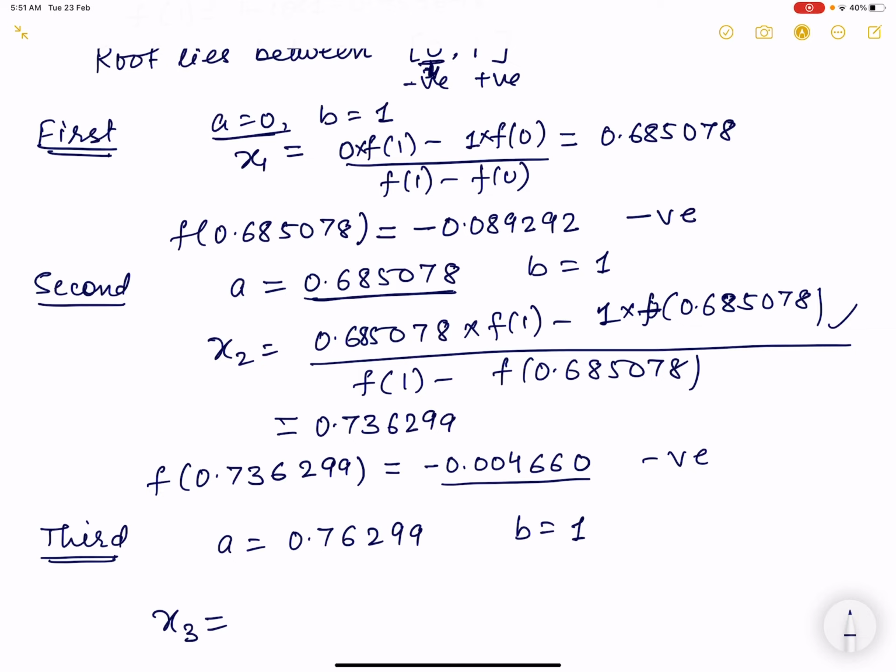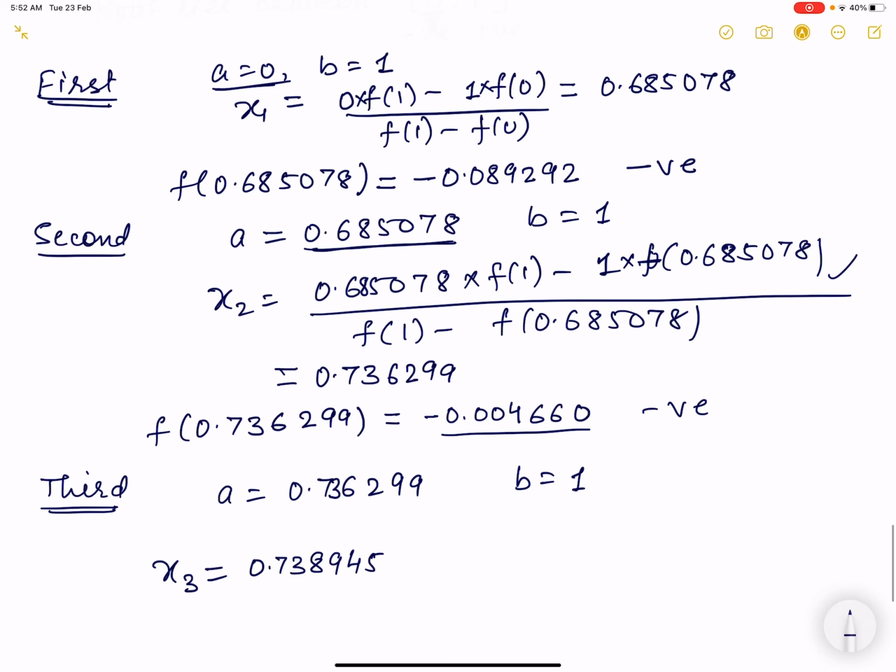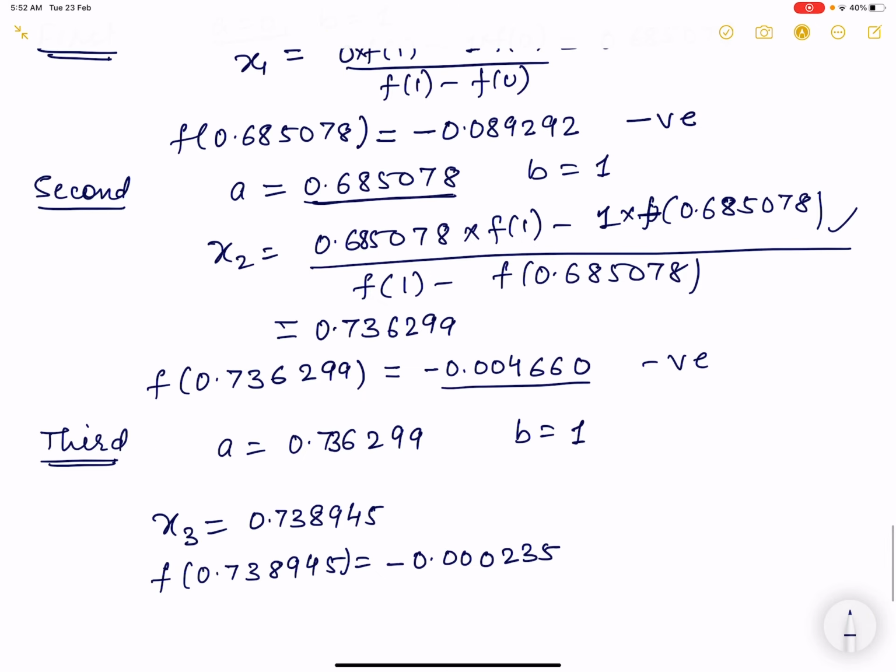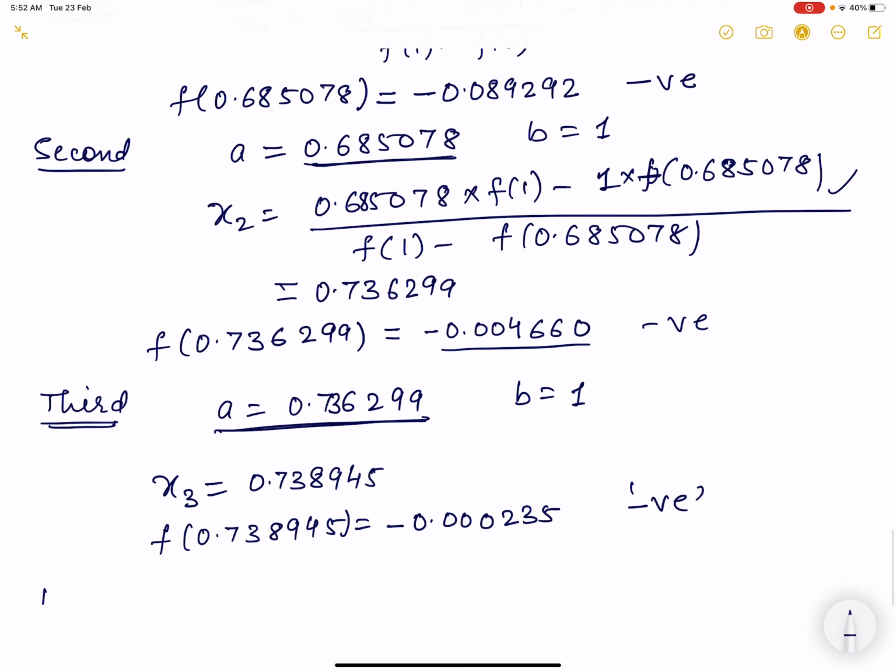When we find the value, it will come out to be 0.738945. We'll find the value of the function at 0.738945. It will come out to be again negative. Use your calculator, find the answer. Since the value is coming out to be negative, I'm going to change this negative end. So in the fourth iteration, our value of a will be 0.738945 and b is equal to 1.